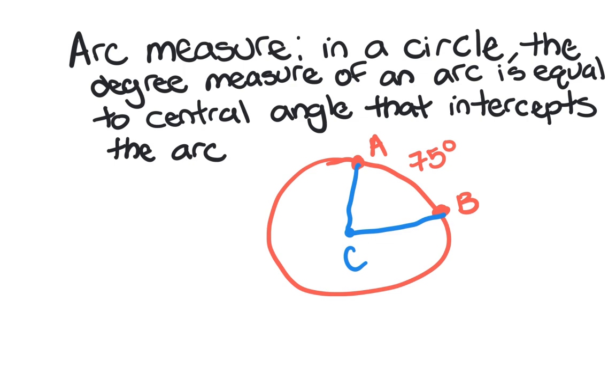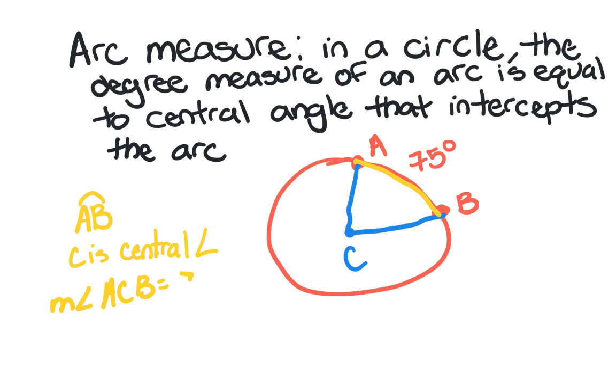It says, in a circle, the degree measure of an arc is equal to the central angle that intercepts the arc. So intercept means this is our arc AB. Remember, we would write that like this: arc AB, and C is the central angle. So that means the measurement of angle ACB is going to be 75 degrees, because they're equal to the arc measure as long as it is the central angle.